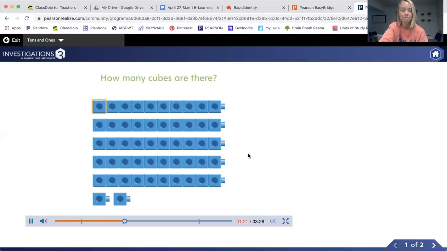This row has 1, 2, 3, 4, 5, 6, 7, 8, 9, 10 cubes. I have 5 rows of 10 cubes. 10, 20, 30, 40, 50. Then I have 2 more cubes. 51, 52. 5 rows of 10 and 2 more cubes makes 52 cubes. The 5 tells us that there are 5 groups of 10 in this number. That's why it's called the tens place. The 2 tells us that there are 2 single cubes, or ones. That's why it's called the ones place.